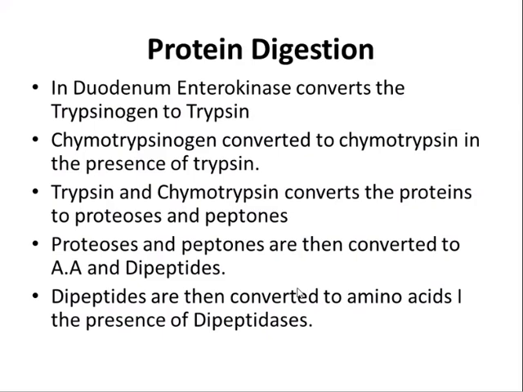First the enterokinase is secreted, which converts trypsinogen to trypsin. Then trypsin converts chymotrypsinogen into the active form, chymotrypsin. Then trypsin and chymotrypsin are responsible for the digestion of protein. These enzymes digest the protein to proteoses and peptones. And then proteoses and peptones are further converted to dipeptides and amino acids, and dipeptides are then further converted to amino acids. So here the digestion of protein takes place till the amino acids.